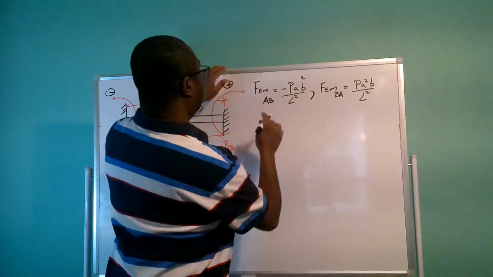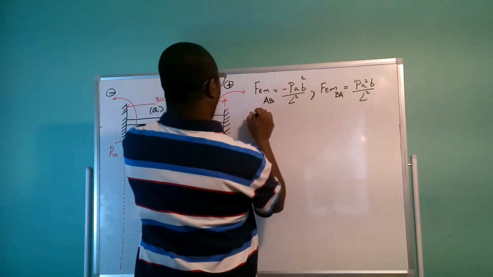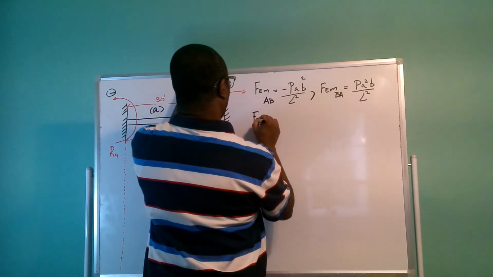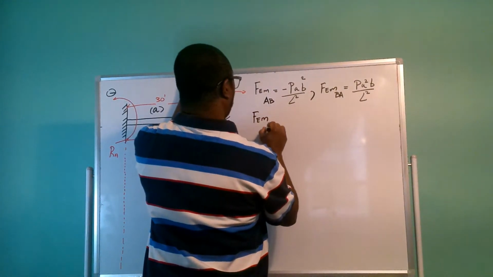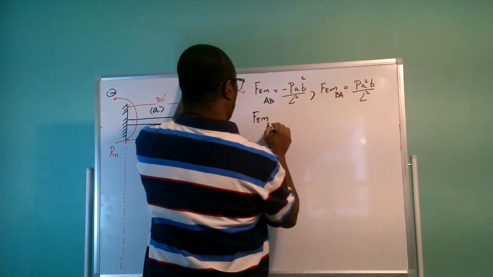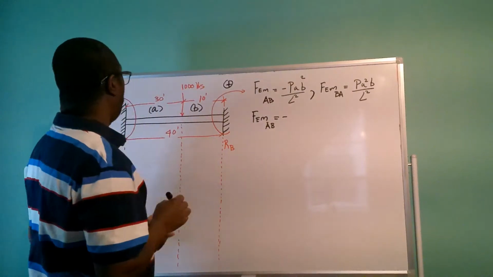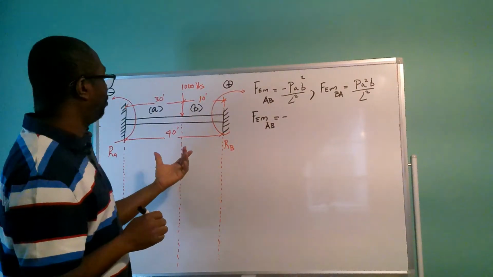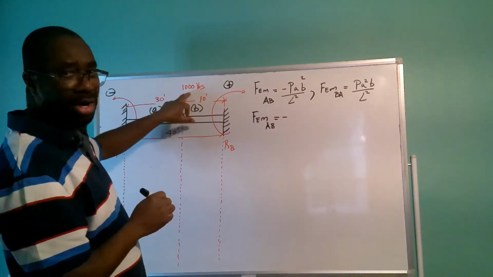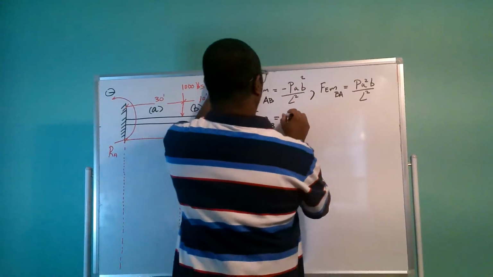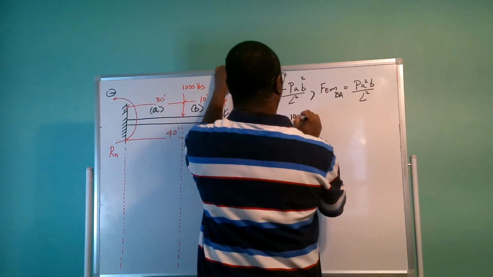So the fixed end moment for AB is going to equal minus P, and P here is 1,000 pounds.